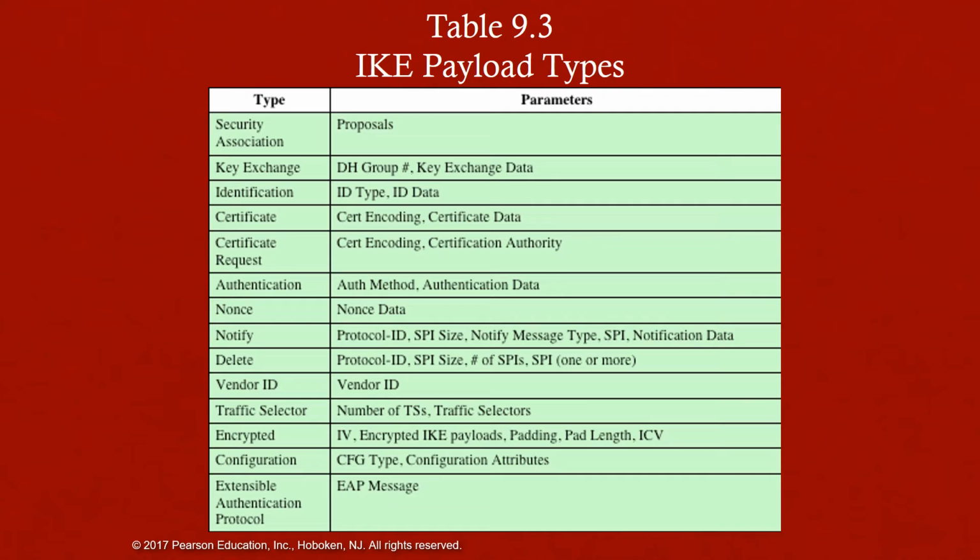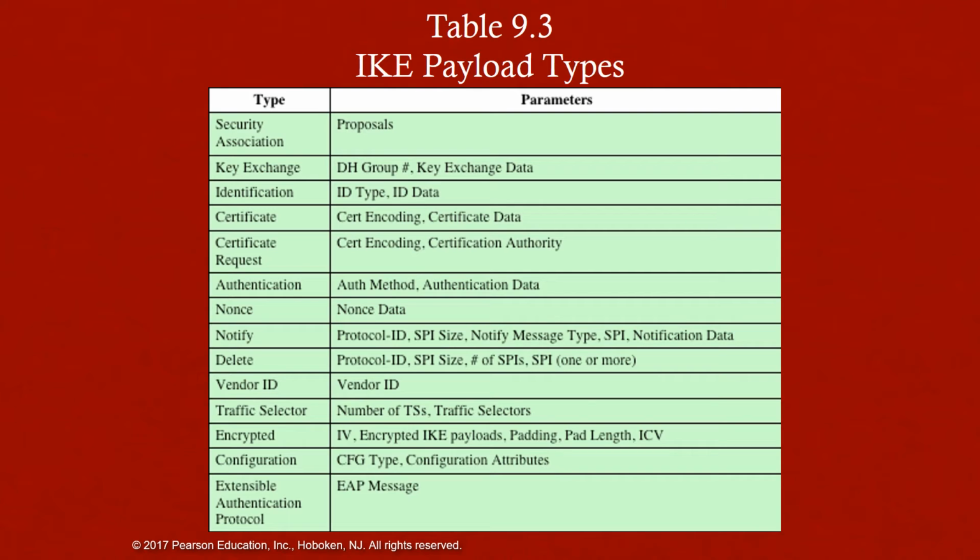At any point in an IKE exchange, the sender may include a certificate request payload to request the certificate of the other communicating entity. The payload may list more than one certificate type that is acceptable and more than one certificate authority that is acceptable.